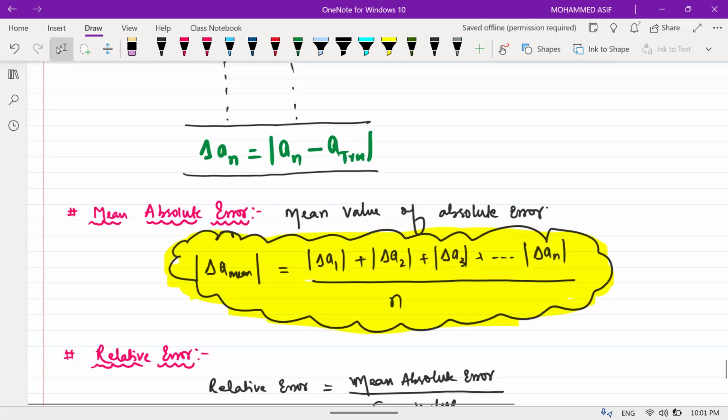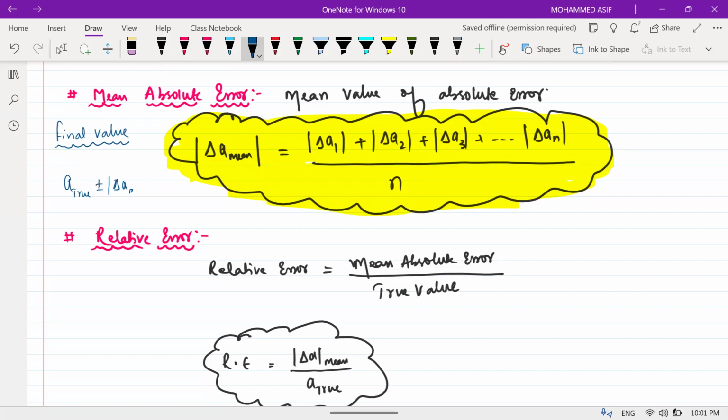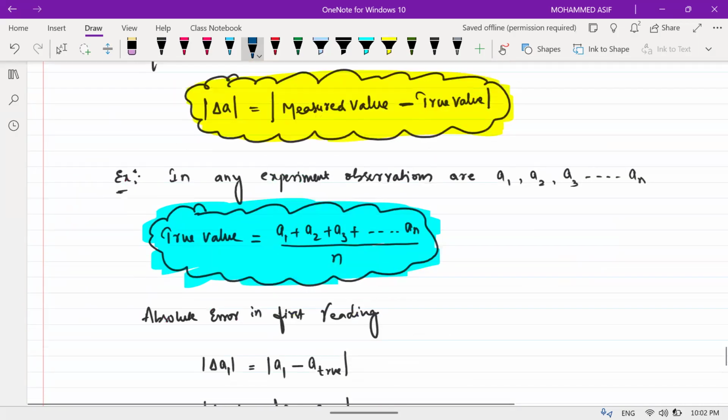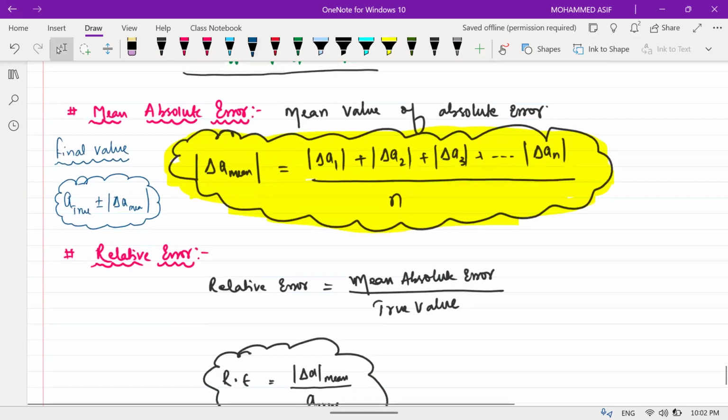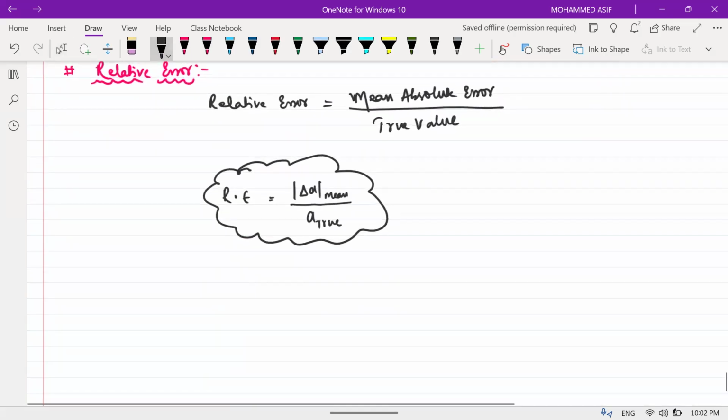Now see, whenever you are writing the final value, remember that the final value is always written as A true plus or minus delta A mean. After taking the absolute error and the mean of the absolute error, the final value is written as A true plus or minus delta A mean. That will give the final result. So I got the value of your relative error.